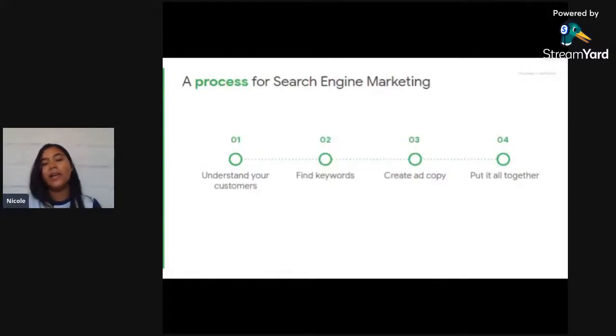So now let's take a look at the process for search engine marketing. The first step that you need to consider is you need to understand your customers. Understand your customers. This is what makes everything else happen. You need to find keywords. You need to brainstorm good keywords to bid on that might be relevant to your target audience.